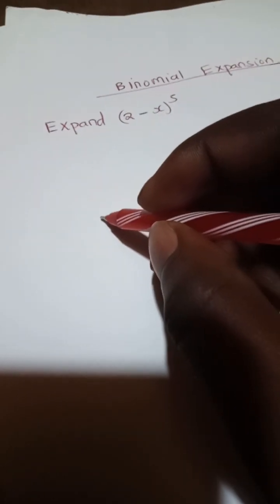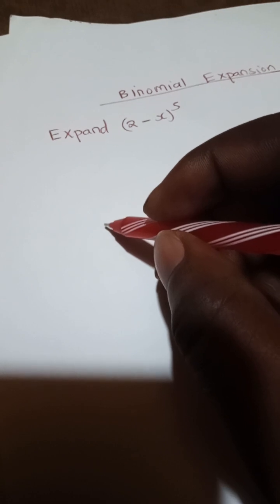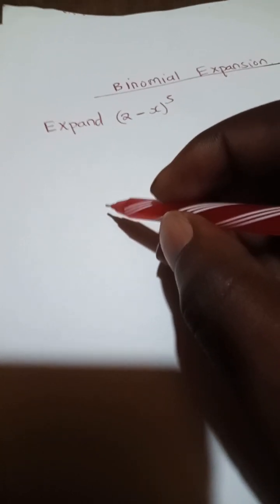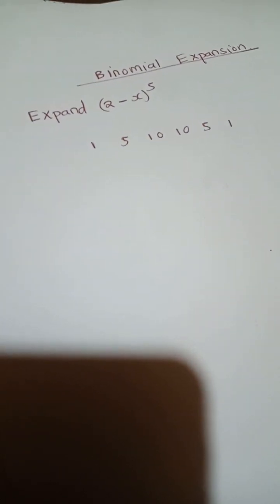When you are told to expand, the first thing you do is take your mathematical table and read the values of 5. The values are 1, 5, 10, 10, 5, 1. Those are the values. There are several methods of calculating this question, but I've always preferred this one.